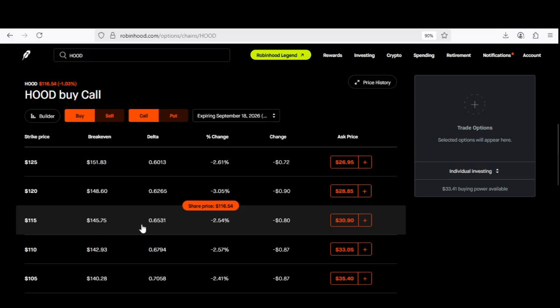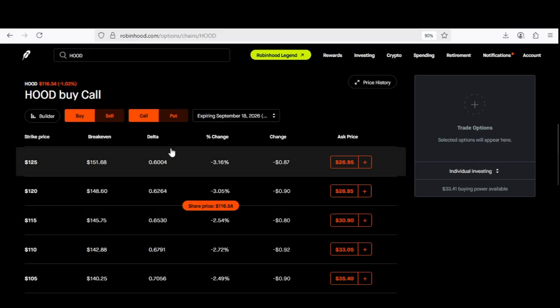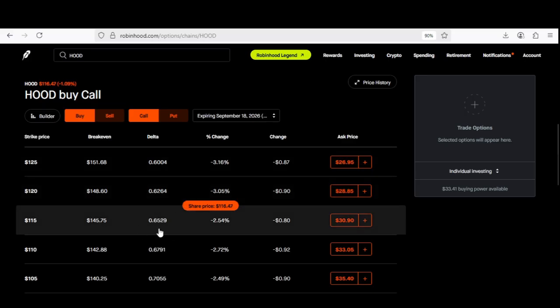Now, with the $115 price, we have a delta. The delta is going to be 0.65. When doing this option strategy, delta is of paramount importance, and I will show you why as the video continues. So our delta is 0.65.